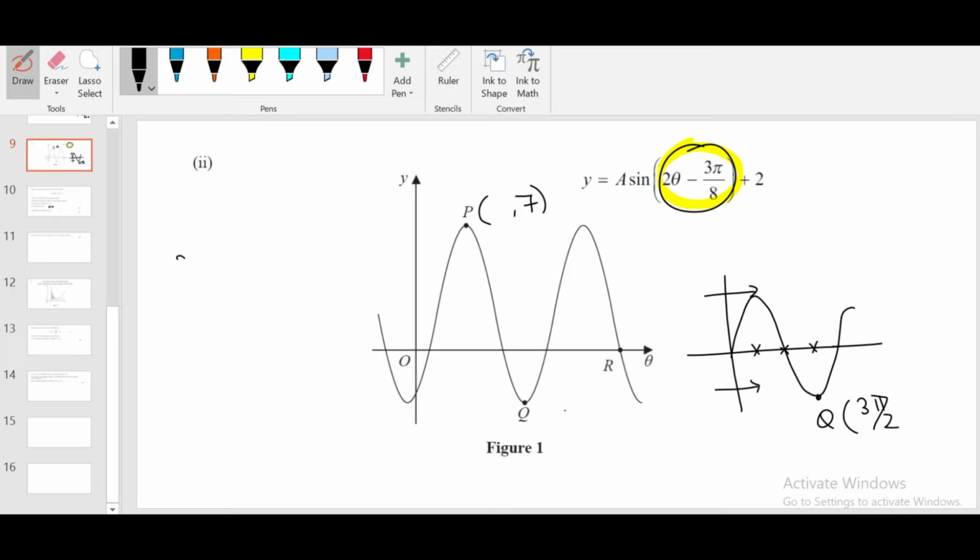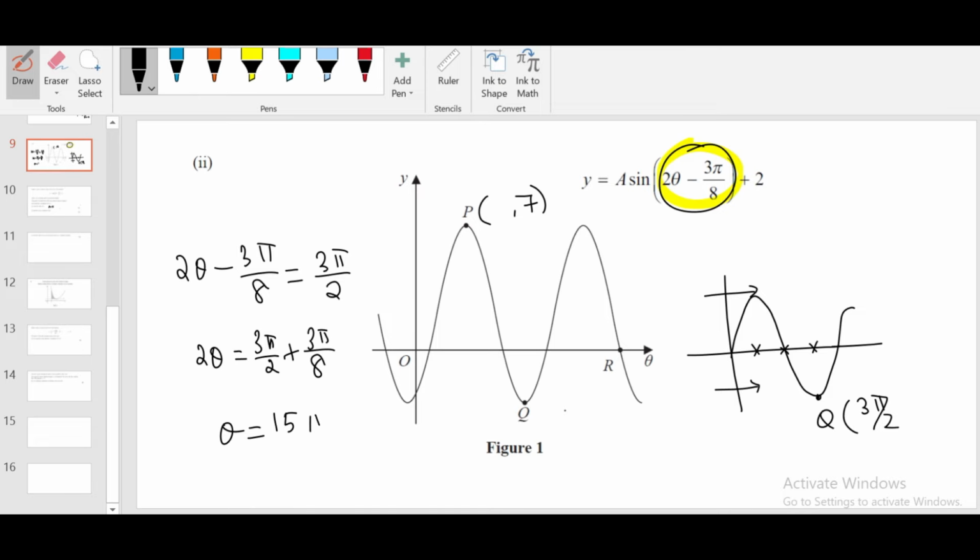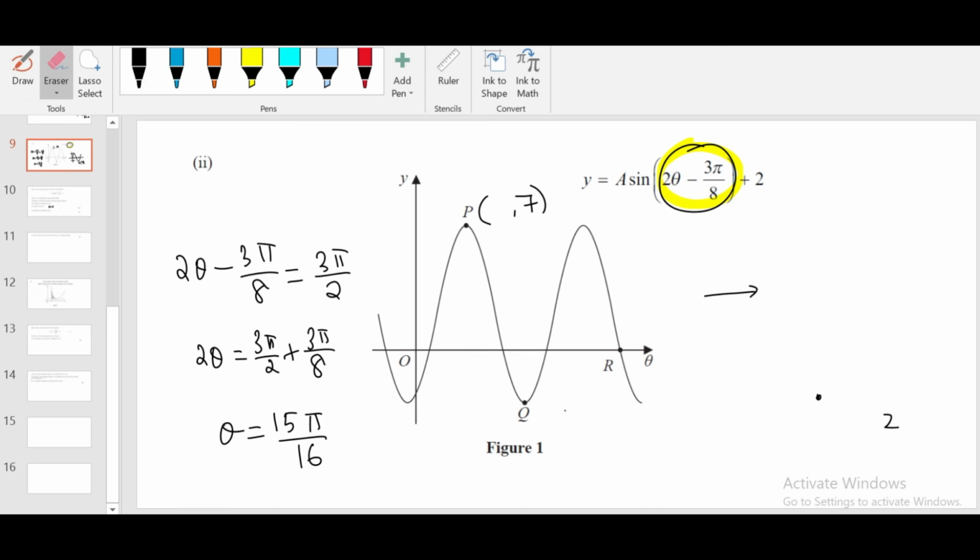So you need to take it as 2 theta minus 3 pi by 8 is equal to 3 pi over 2, and then find the theta. So 2 theta is 3 pi over 2 plus 3 pi over 8, which is basically 3 over 2 plus 3 over 8. 15 over 8 divided by 2 is 15 pi over 16. That's the theta, the x coordinate of Q.